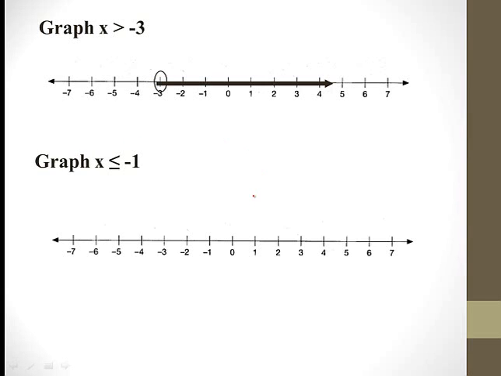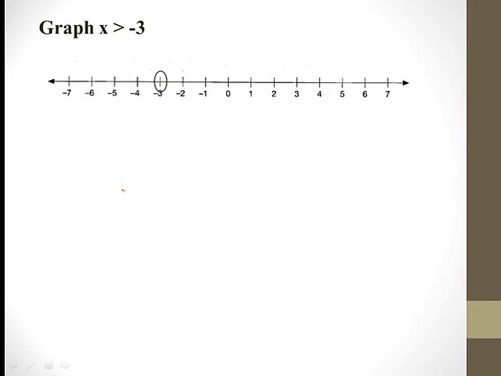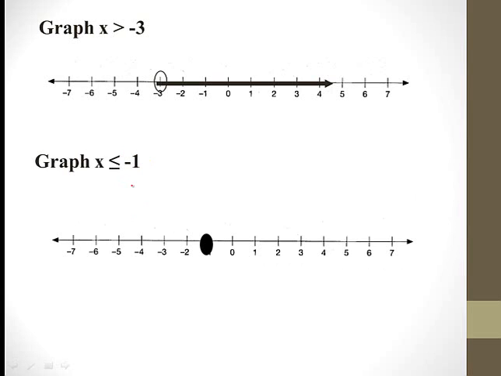Okay. What type of circle? Open or closed? Open. On what number? -1. What direction? Going left. Okay, let's take a look at this one. What type of circle? Closed. What direction am I going? Left. What number am I on? -1. Closed circle, going to the left.